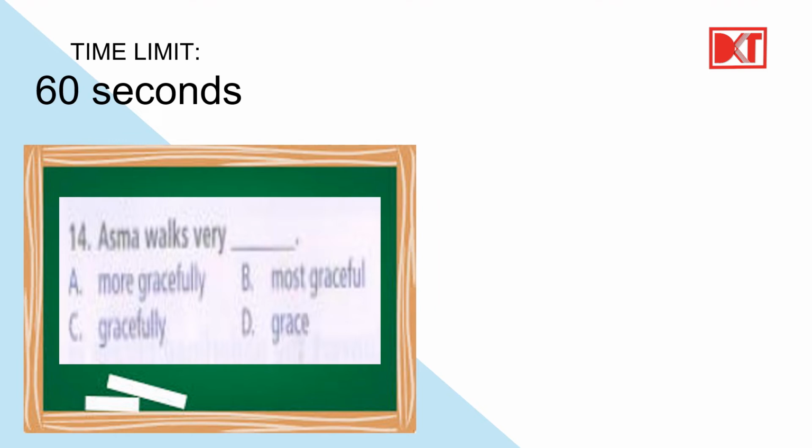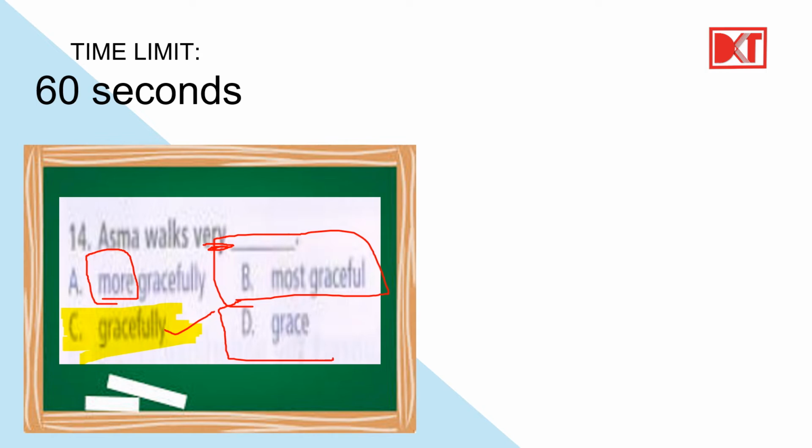Now, Asma walks very dash. A, more gracefully, B, most graceful, C, very gracefully, or D, very grace. Here, the correct answer is C, very gracefully. Why C? Because you see A, more gracefully. Here, more will not be used because we already have the word very. B, most graceful, is an adjective. And D, grace is actually a noun. Okay. So here the answer is C, very gracefully, answering the question of how. It is an adverb of manner.